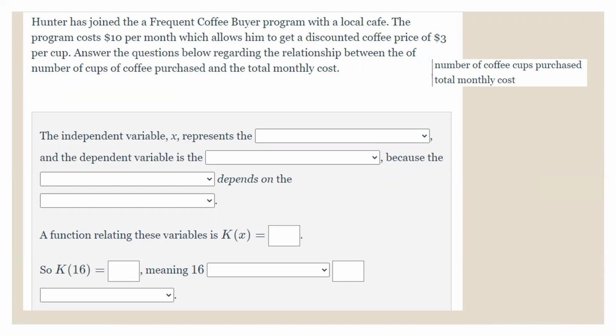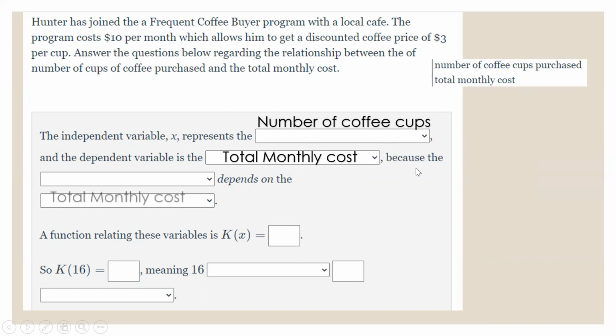We have Hunter joining the frequent coffee buyer program with Local Cafe. The program costs $10 per month, which allows him to get a discounted coffee price of $3 per cup. Answer the questions below regarding the relationship between the number of cups purchased and the total monthly cost. So here are your choices for the top part. The independent variable x represents the, and the dependent variable. There's no way you can figure out the cost unless you know how many cups you bought. So the number of cups is the independent variable, and the dependent would be the total monthly cost.